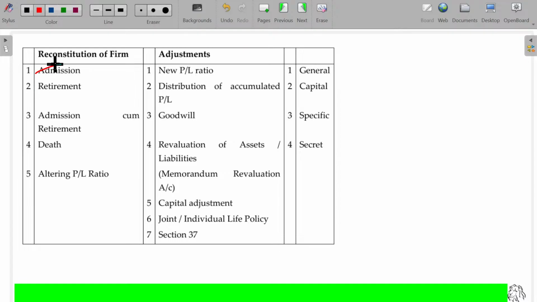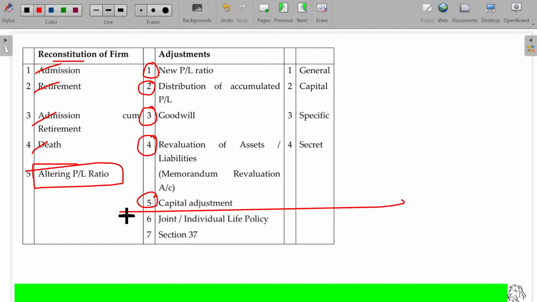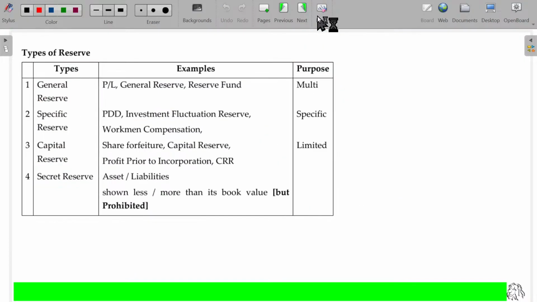So at the time of admission, reconstitution of the firm, retirement, admission cum retirement, death, even altering the P&L ratio is also applicable here. What are the things you have to understand? New P&L ratio, distribution of accumulated profits and losses, goodwill, revaluation of assets and liabilities, and capital adjustments. These are the 5 predominant. And joint life policy, individual life policy and Section 37 you have to understand, especially for the retirement and death case. And reserves are of 4 natures: general, capital, specific, and secret reserves. We'll see that later on.